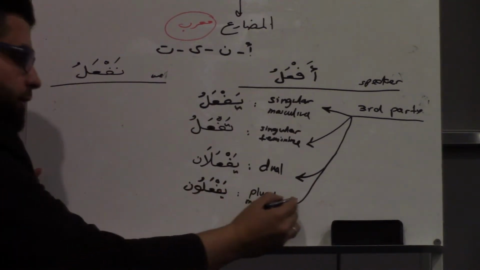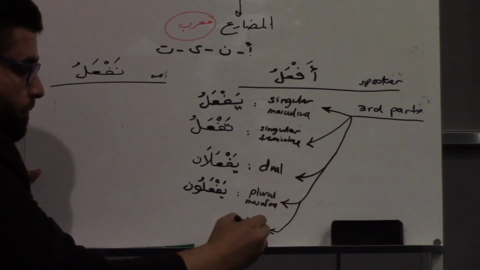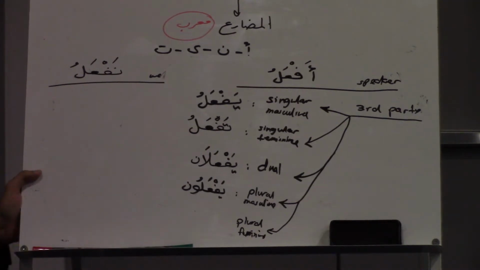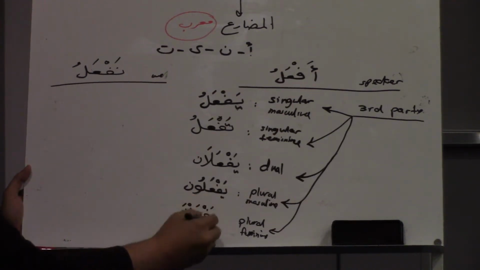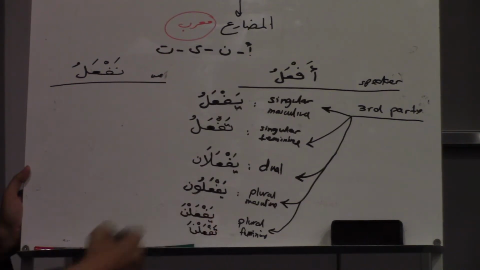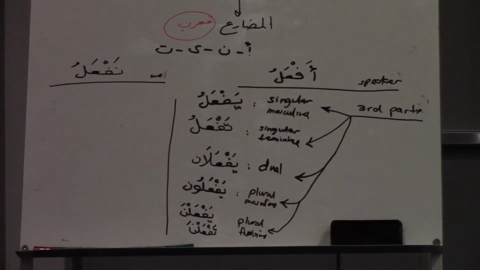Right? Let's say plural, feminine. We haven't done this one. Right? We haven't done this one yet. But it's either yaf'alna or taf'alna. One of those two. So plural feminine, I'm talking about a third party plural feminine. Either say yaf'alna or taf'alna, depending on the sentence and what's in it. Right, so that's third party. Now let's talk about addressed.